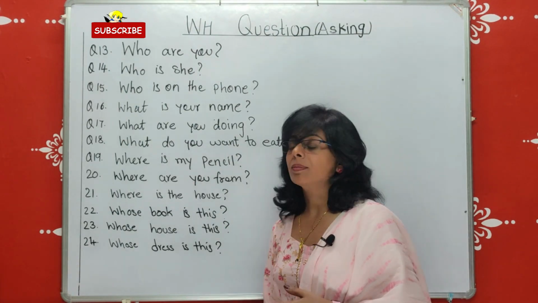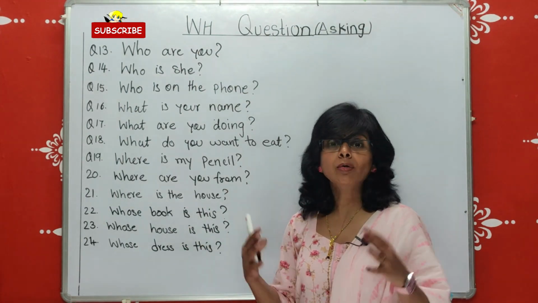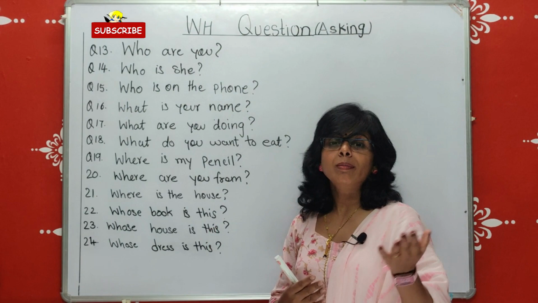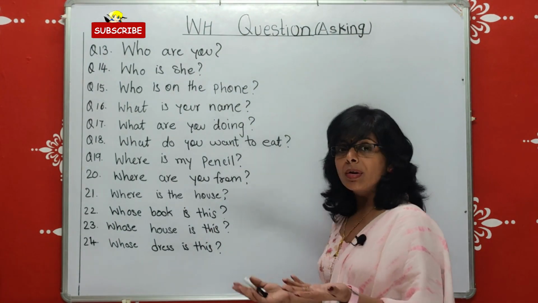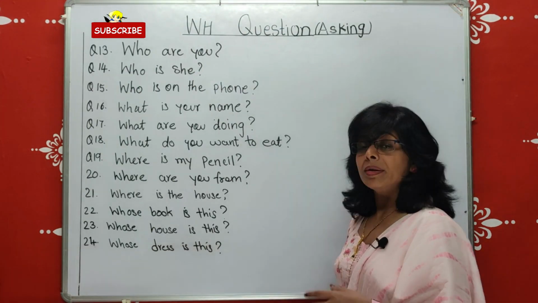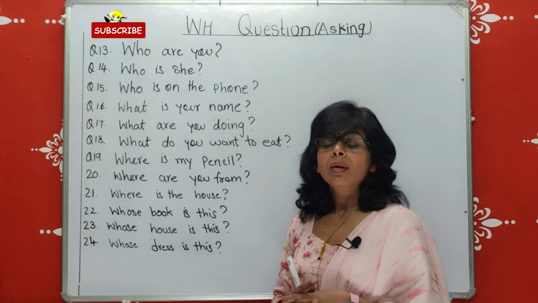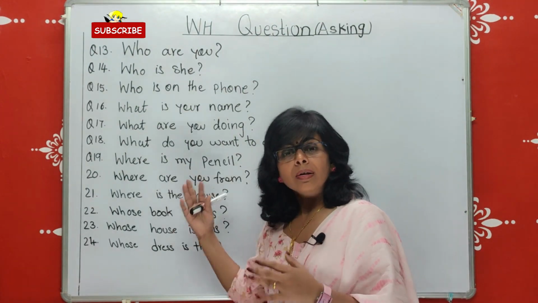Next, whose house is this, किसका घर है, such a beautiful house, whose house is this, oh it is my friend's house. This will be the question in your mind, the answers in your mind. Whose dress is this, किसका ड्रेस है इतना खूबसूरत, whose dress is this so beautiful.